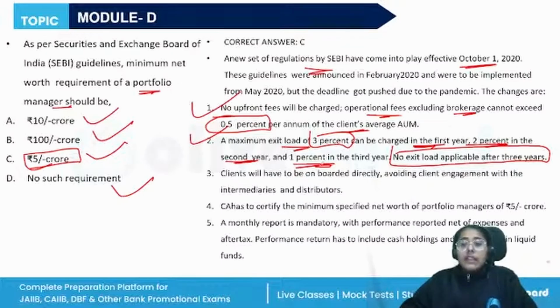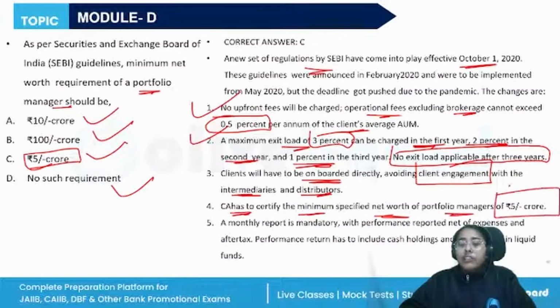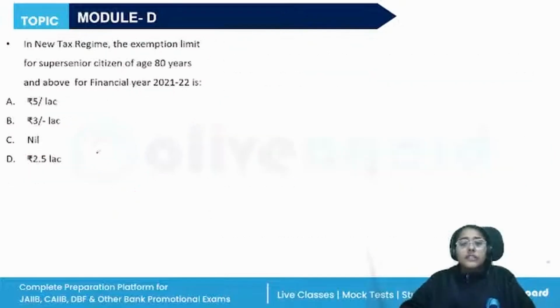Then the clients have to be onboarded directly. We should avoid client engagement with intermediaries and distributors. Then a CA has to certify that the minimum specified net worth of the portfolio manager is rupees 5 crore, and the monthly report is mandatory. All right. So the correct answer is option C.